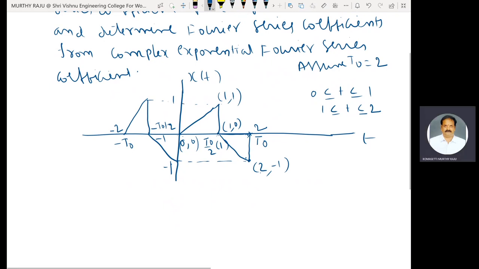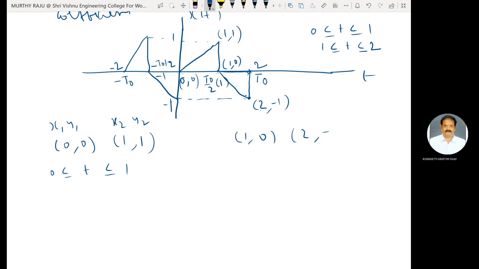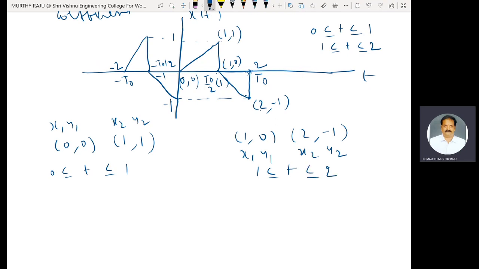Now calculate these values. Consider 0 comma 0 and 1 comma 1. This one is x1 y1, x2 y2, in the interval 0 less than or equal to t less than or equal to 1. And one more equation is 1 comma 0 and 2 comma minus 1, x1 y1, x2 y2, in the interval 1 less than or equal to t less than or equal to 2.